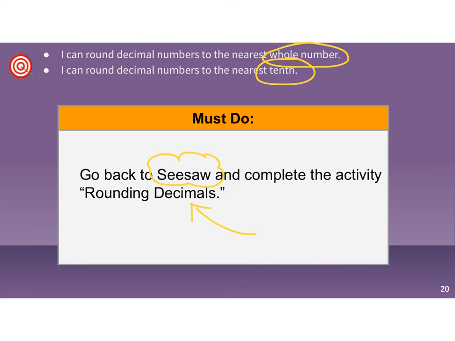We really reviewed the two different ways most of you think about that. You can visualize a number line, or you can really think about place. Find the place you're rounding to and look one place to the right.